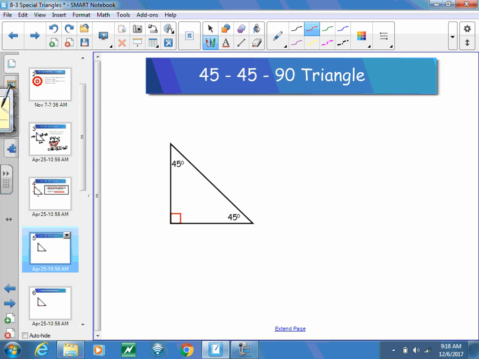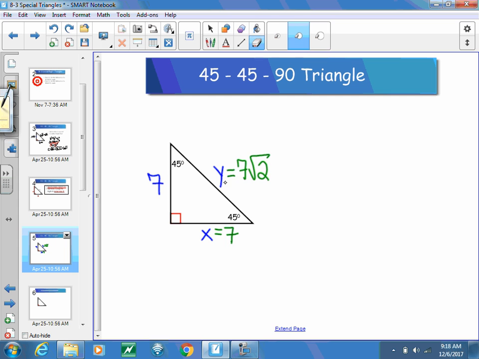All right, so real quick, here's another example of a 45-45-90 triangle. Knowing the information that we have, if I just give you one side, say that this side right here is 7, we could easily find the sides x and y. Because the two legs have to be the same, x would have to be 7. And your hypotenuse is always going to be the leg times the square root of 2. So x would be 7, y would equal 7 square roots of 2.